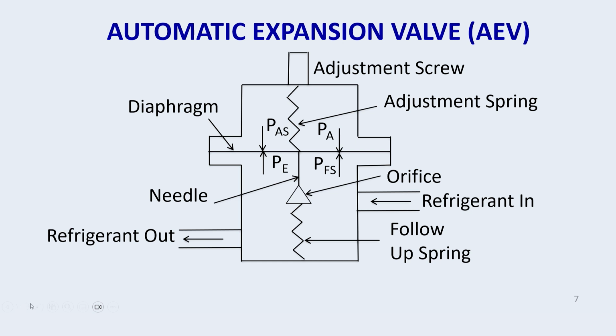Let us move to the second type of expansion device. This is a variable opening type, automatic expansion valve. If you look at this one, there is an inlet portion to the valve where the high pressure liquid refrigerant comes from the condenser.